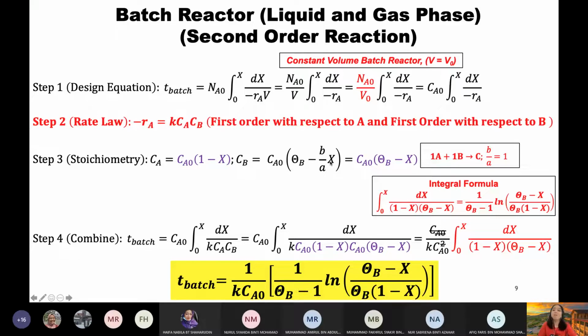Okay, normally B per A ni tak semestinya satu, sebab ia bergantung kepada tindak balas. Certain tindak balas, katakan 1A bertindak balas dengan 2B, hence the B per A becomes 2. Ataupun let's say 2A reacting with 1B, so the B per A becomes 1 over 2, right? Okay, so it's not necessarily 1.